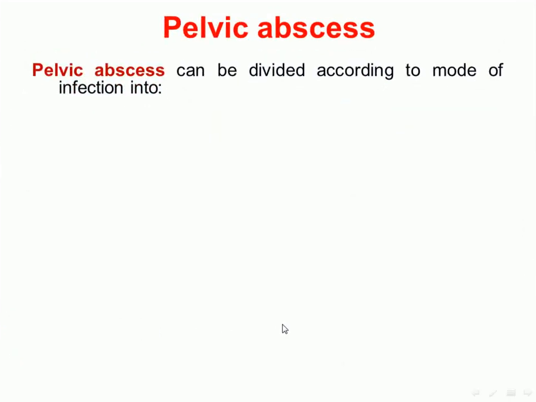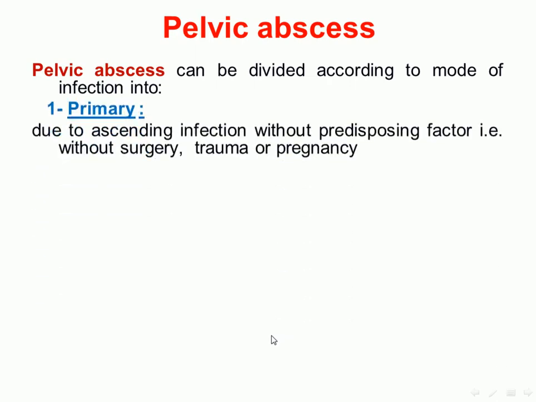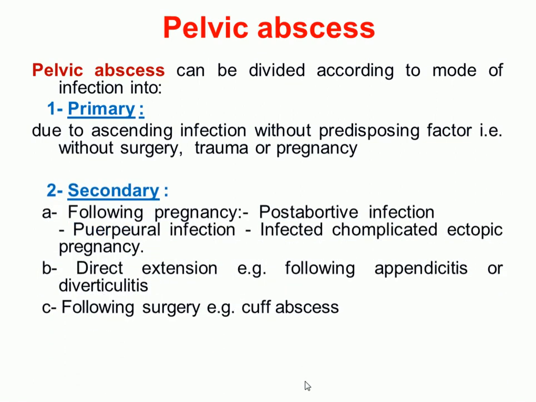Pelvic abscess can be divided according to the mode of infection into primary or secondary. Primary due to ascending infection without predisposing factor, I mean without surgery, without trauma or pregnancy. While secondary, following pregnancy, post-abortive infection, puerperal infection, infected complicated ectopic pregnancy, or direct extension from nearby organ like appendicitis or diverticulitis, or following surgery, for example cuff abscess after hysterectomy.